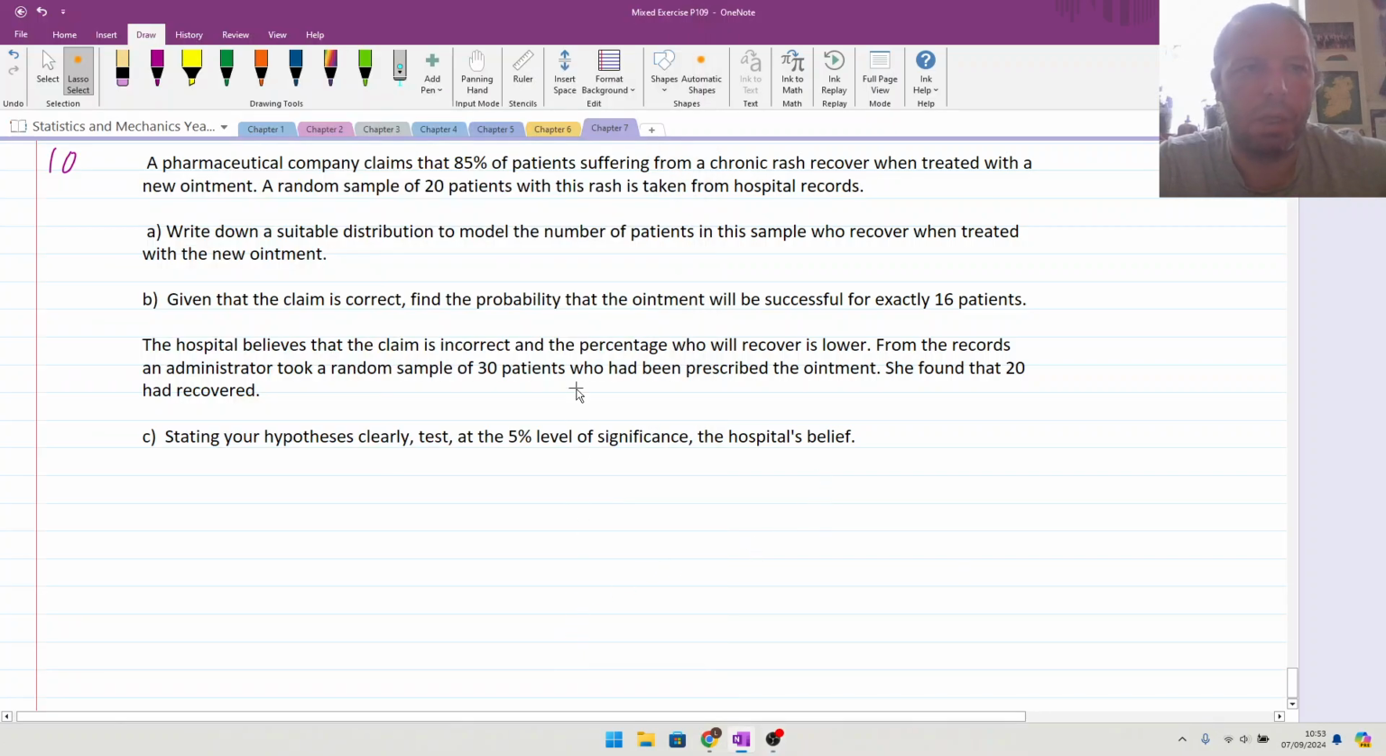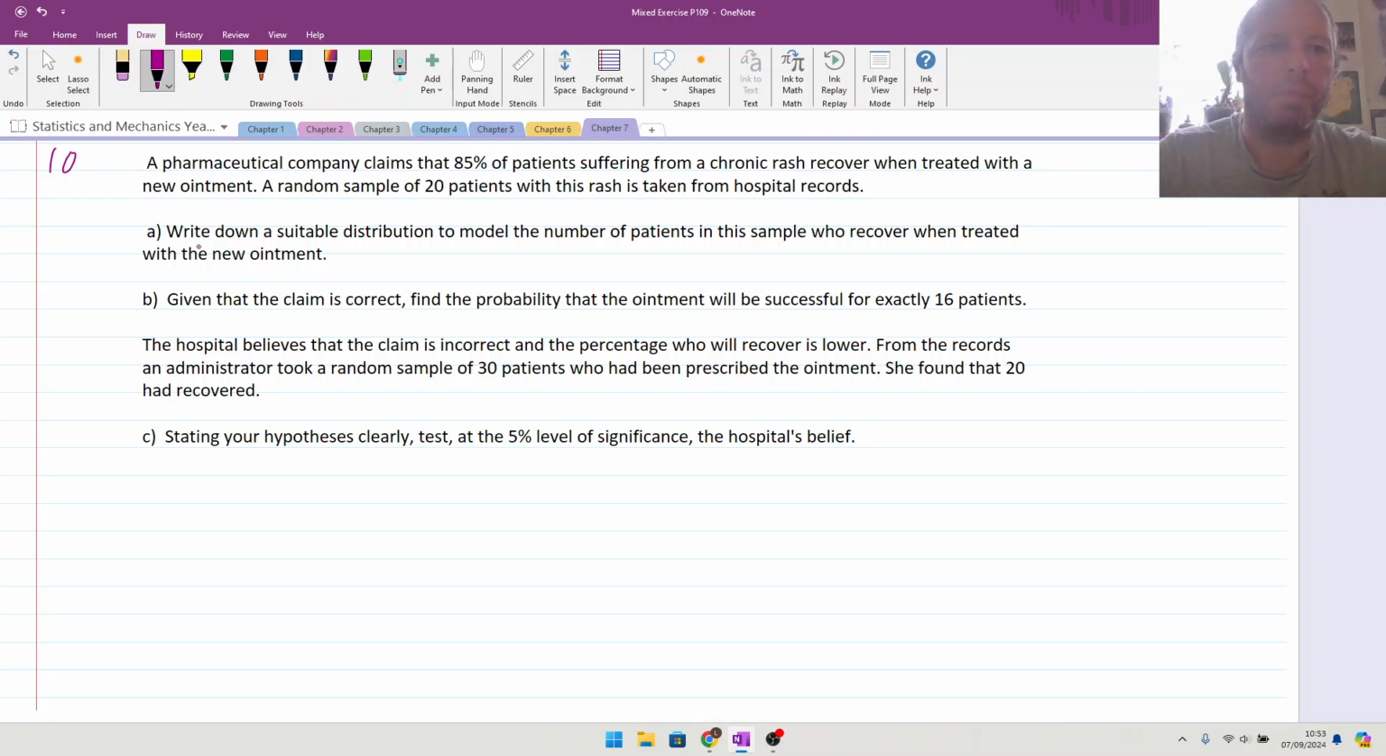So here we are, Statistics and Mechanics, Year 1, Mixed Exercise, Chapter 7, Question 10, last one in this exercise. A pharmaceutical company claims that 85% of its patients who suffer from a chronic rash recover when treated with a new ointment. A random sample of 20 patients with the rash is taken from the hospital records. Write down a suitable distribution model to model the number of patients in the sample who recover.